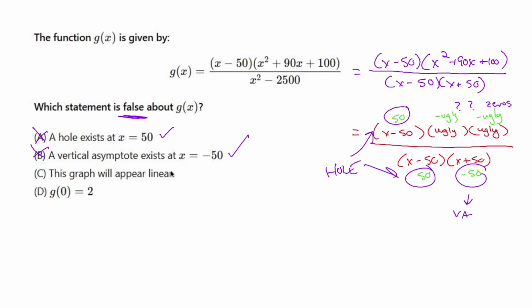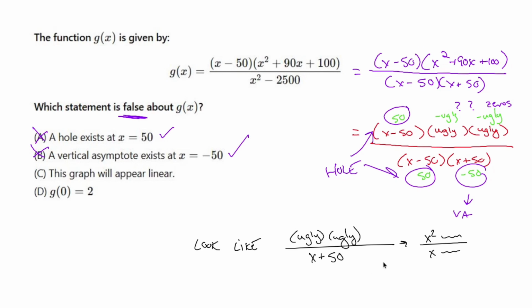This graph will appear linear. Now, a graph will appear linear if something like this happens. What the graph will look like is it will look like me crossing this out. So this graph is going to look like me getting rid of the x minus 50s and me being left with some ugly x, no comment, and another ugly x, no comment on my dating history, all over x plus 50. Now that's going to look like x squared blah blah blah over x blah blah blah. That is not linear. That's not going to look linear.